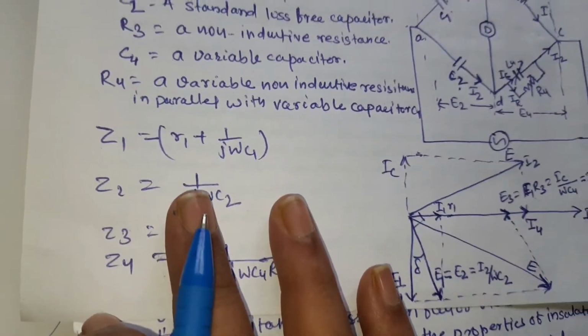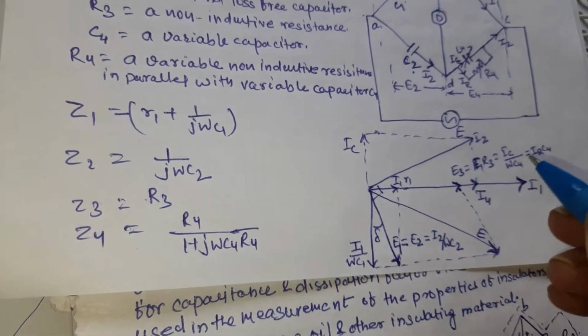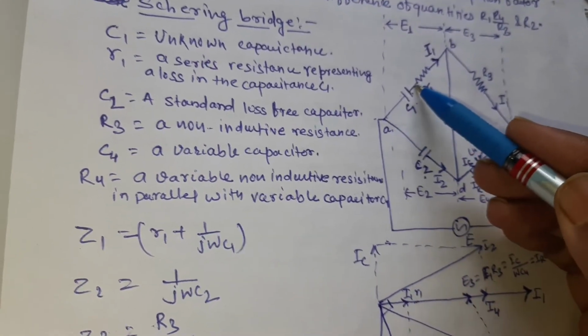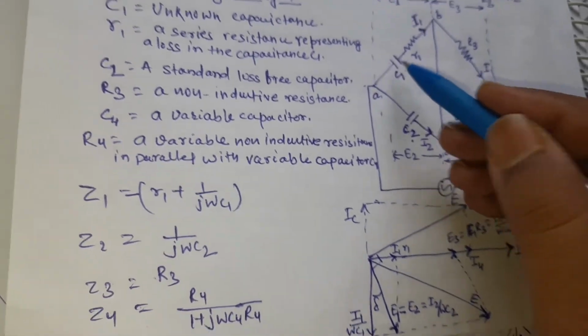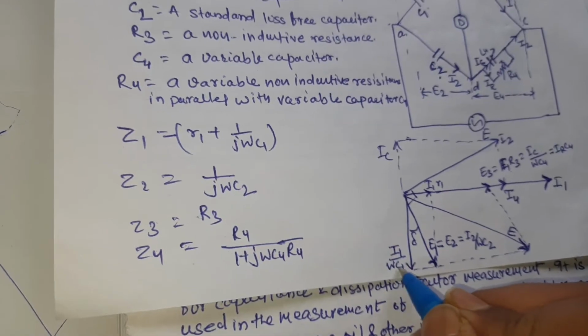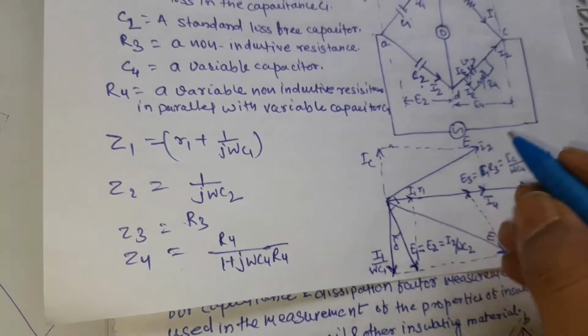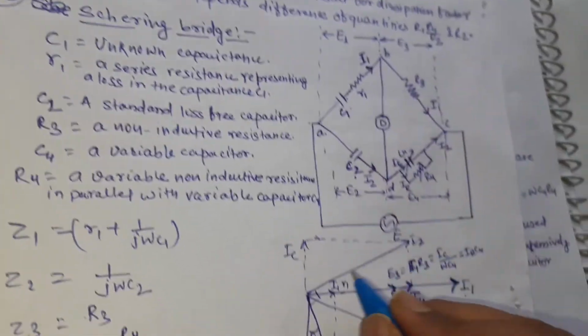We will now discuss the phasor diagram. Suppose this is the I1 line. The voltage drop across C1, that is I1 by j omega C1, lags by 90 degrees with I1, and the voltage drop across R1 is I1 into R1. Suppose this is the voltage drop I1 into R1.